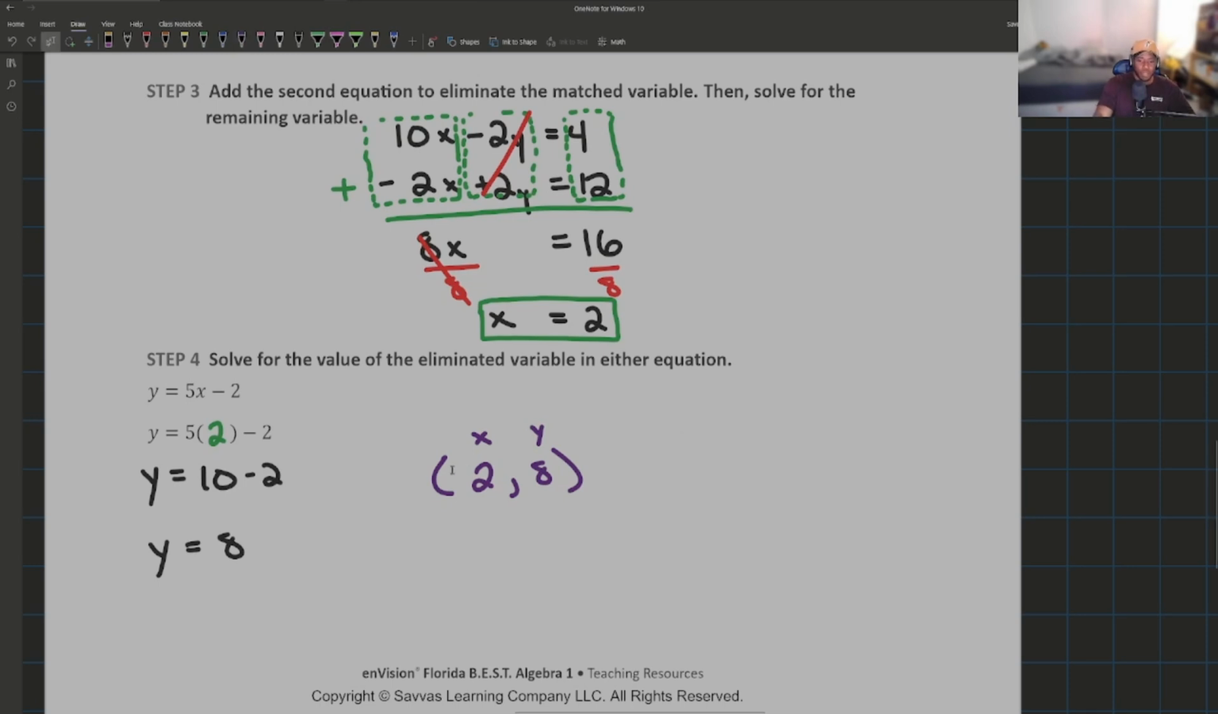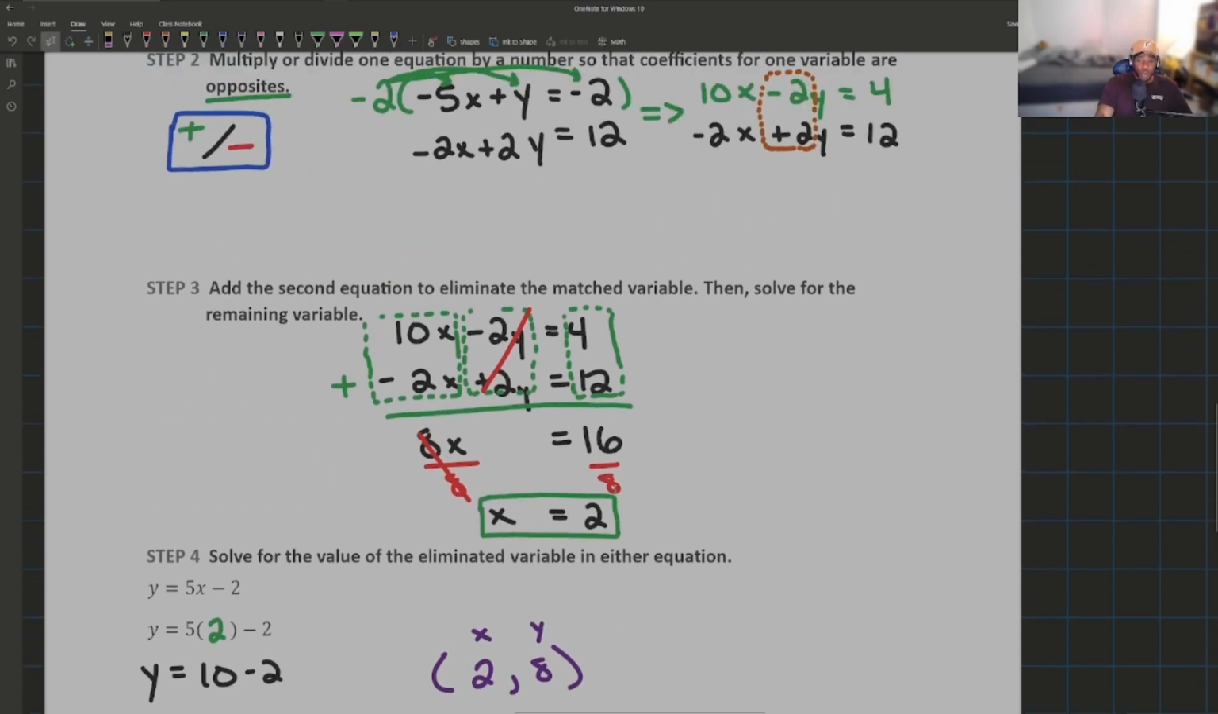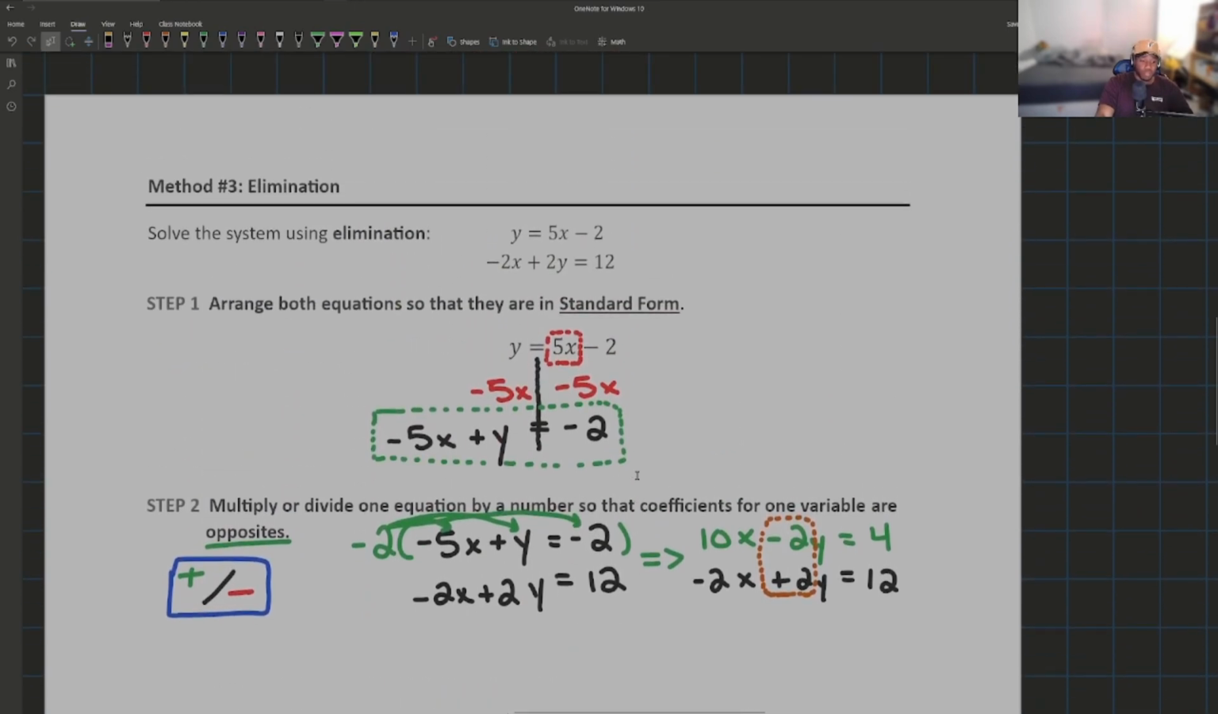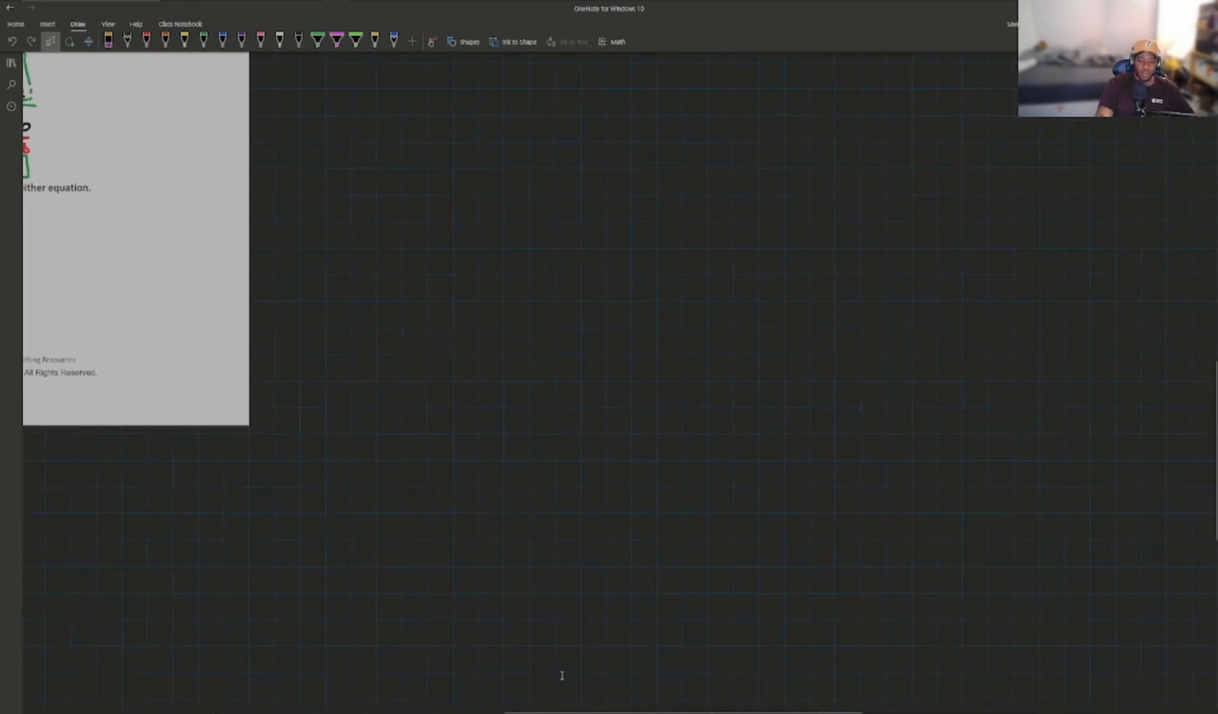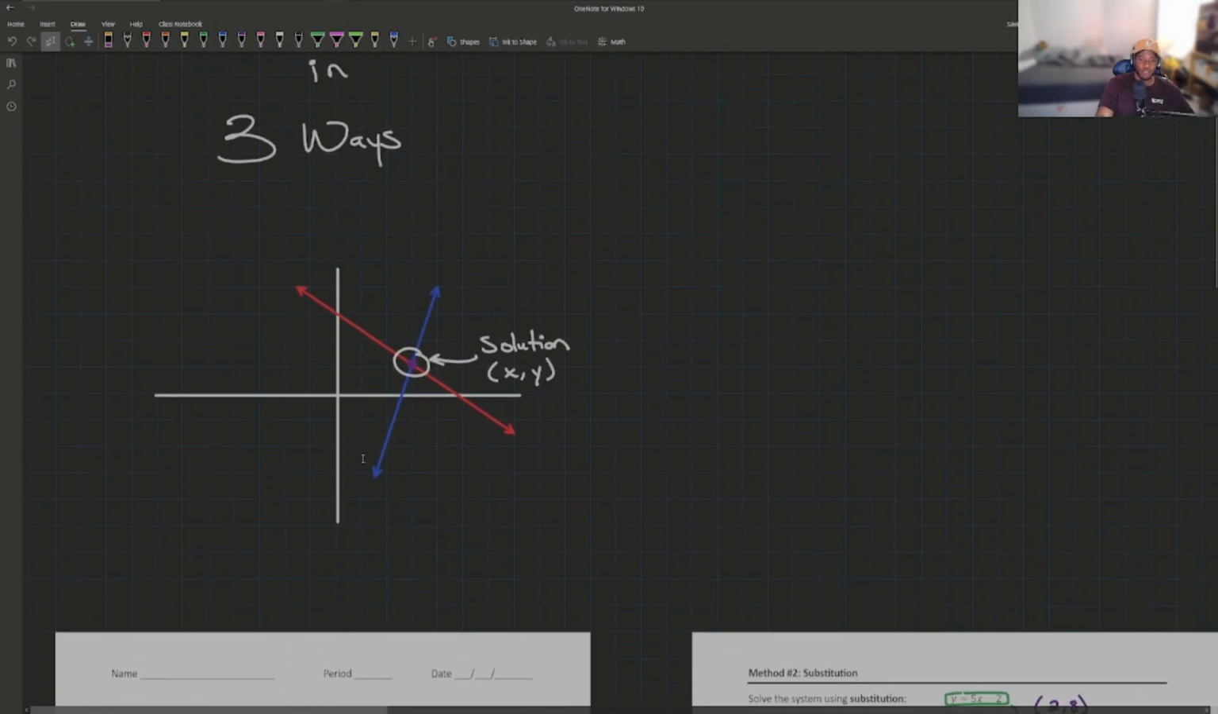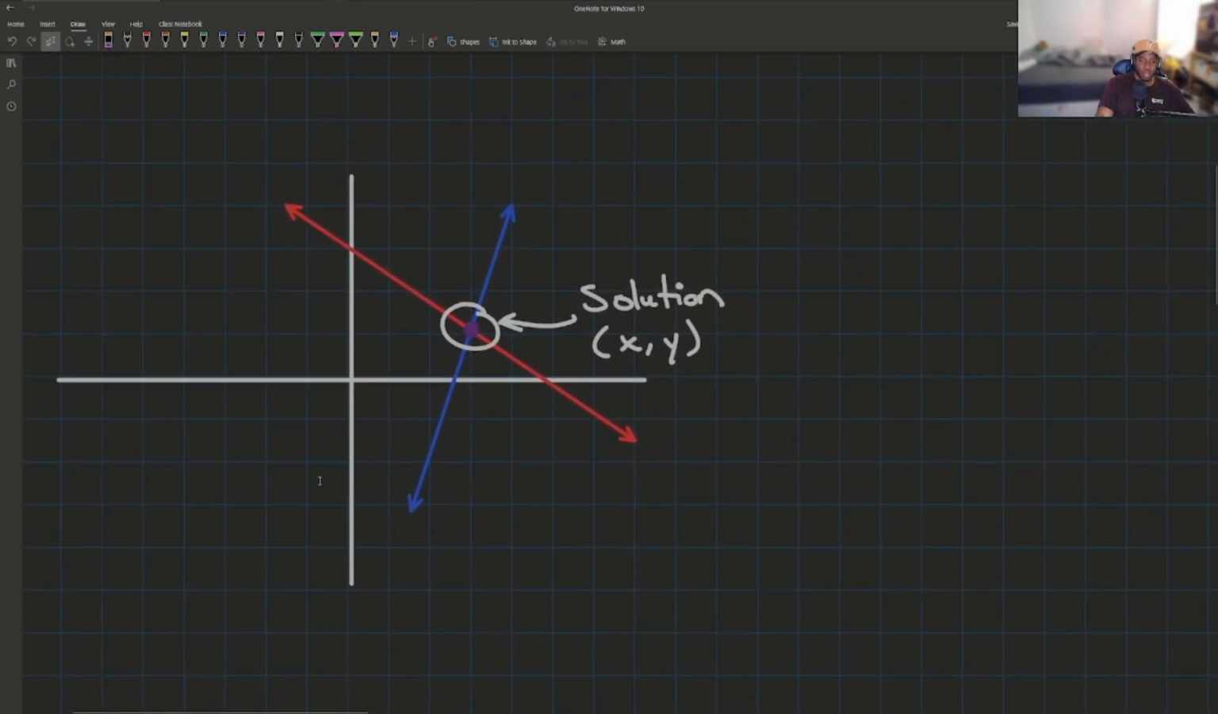All right? So, no matter which method you use to solve, substitution, elimination, graphing, you are always going to end up with the same number values. As long as you're performing each of the steps in each of these methods correctly, you're always going to end up with the same answer. And I want you to remember, no matter which method you're using, you're always looking for the same thing. You're looking for this place where these two linear functions cross.